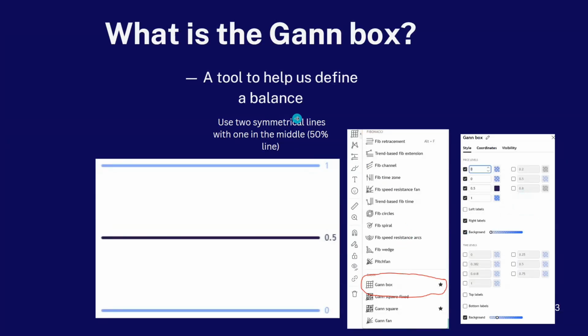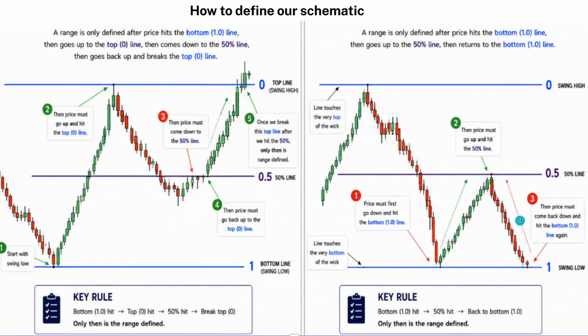So what is the Gann box? It's just a tool to help us define a balance. That is literally it. It's going to be in TradingView right over here. It's just these 3 lines, and to get it to look like mine, you need to have the settings looking like this. So this is our schematics.